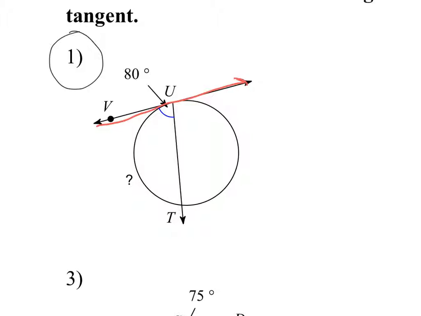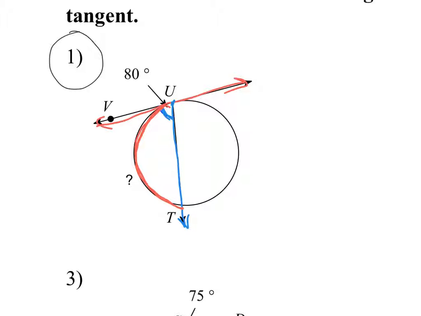Here's your tangent, here's your secant, and they meet at point U, which is right on the circle. Then the angle that is formed is half the measure of the arc it intercepts. So we have an 80-degree angle here, and the arc it intercepts is this question mark.